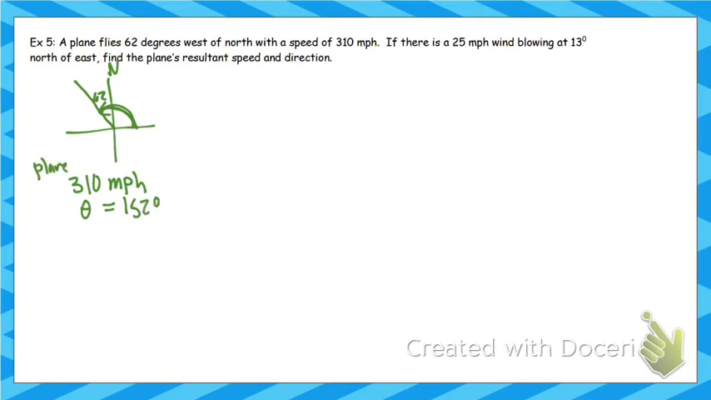Now let's look at the wind. My wind is going to go 13 degrees north of east. So here's east, 13 degrees north. Well, that's pretty easy. That's just regular old 13 degrees.